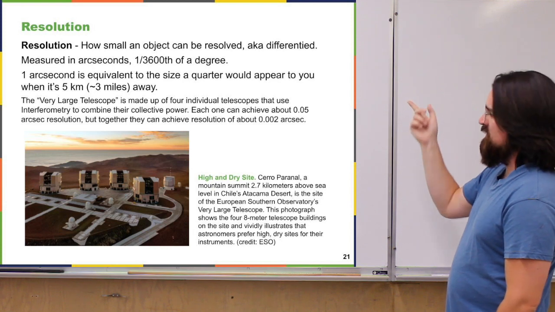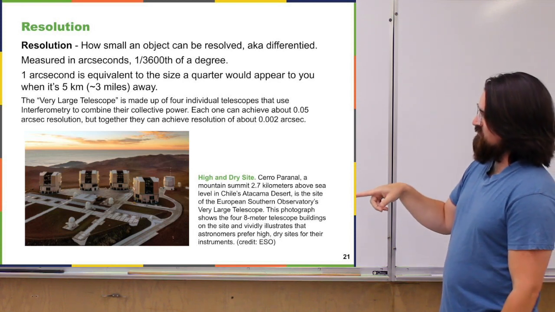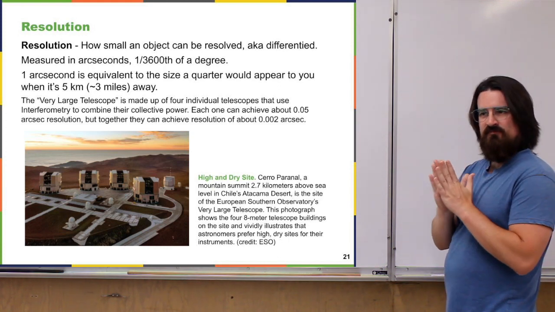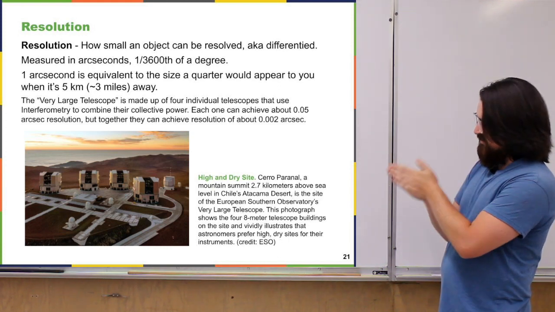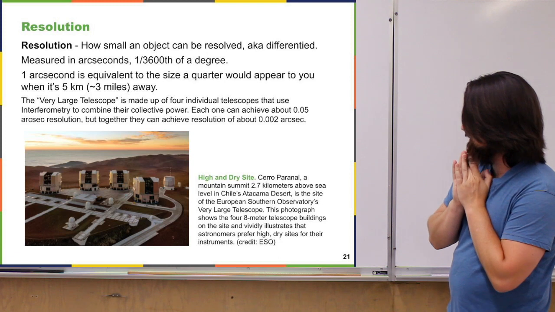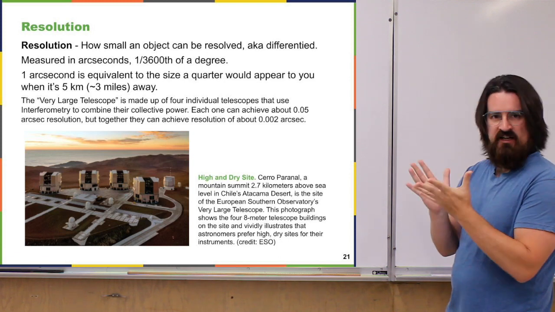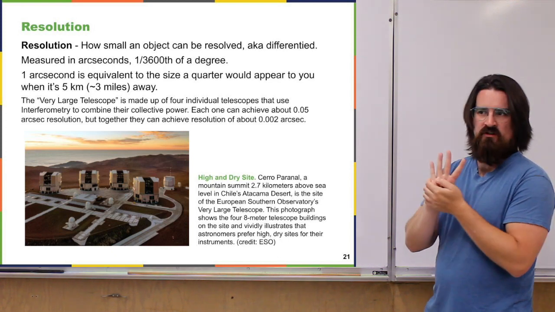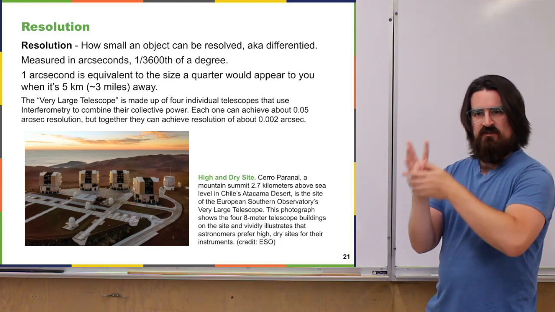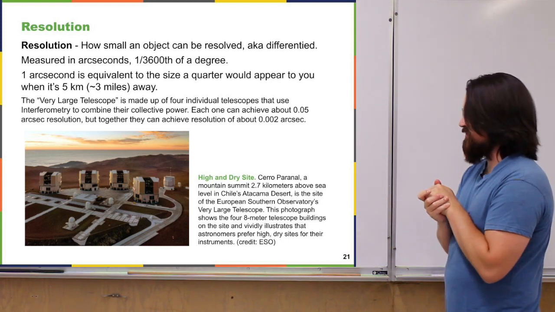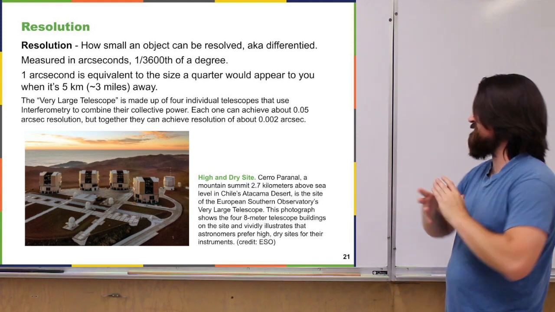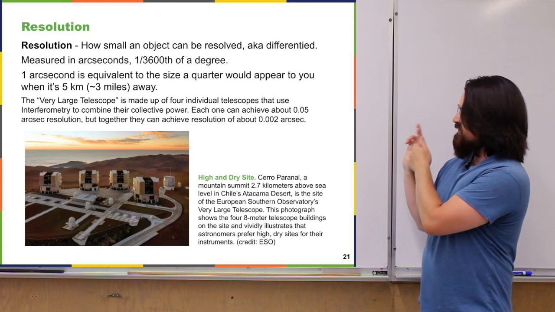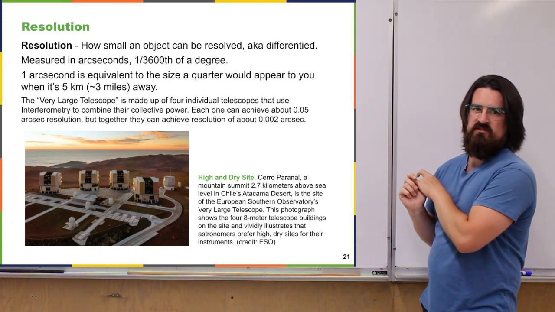As is shown here, the image is of the Very Large Telescope. Astronomers are very great at naming things. This is known as the Very Large Telescope in Chile, again in the Andes Mountains. It's actually made up of 4 physically separate collecting telescopes, like 4 buckets. Each one of those can get a resolution of 0.05 arc seconds.